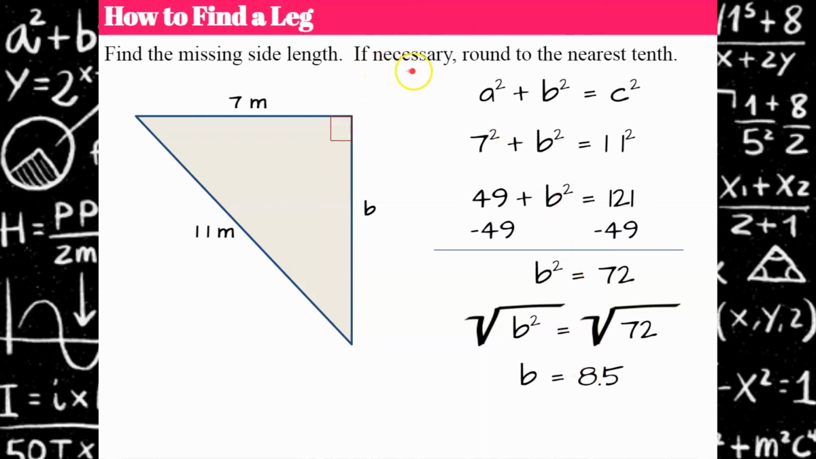Going back to the instructions, it says, if necessary, round to the nearest tenth. So you're going to need to do this on your calculator. Some calculators you type in square root first and then the number 72, and some have you type in the number, the radicand, and then the square root symbol. So you need to identify which your calculator is going to have you do, and then I rounded to the nearest tenth. So 8.5 meters. Don't forget your units. So my missing side, which is a leg, is 8.5 meters long.